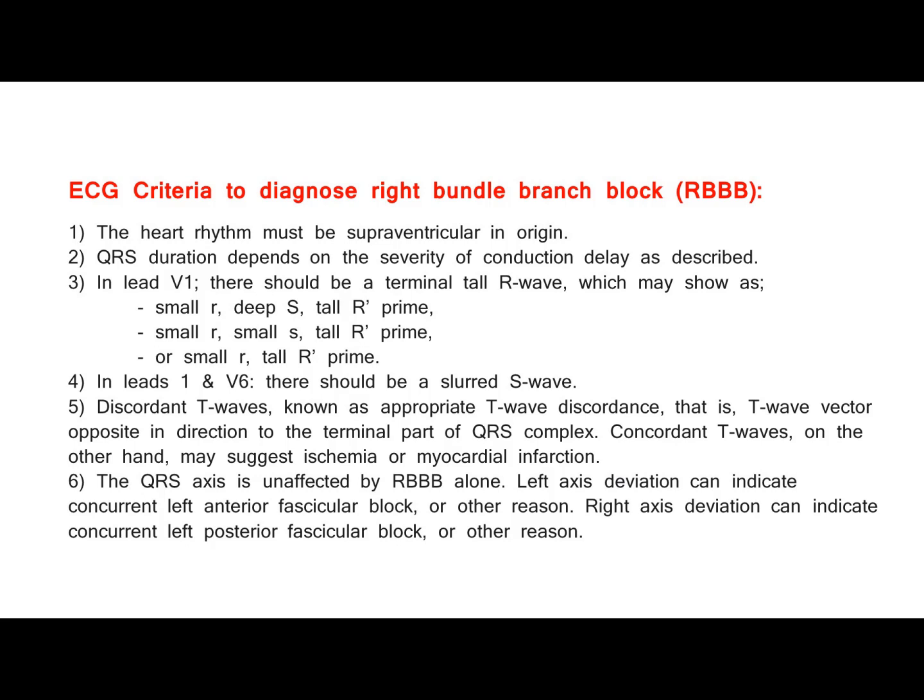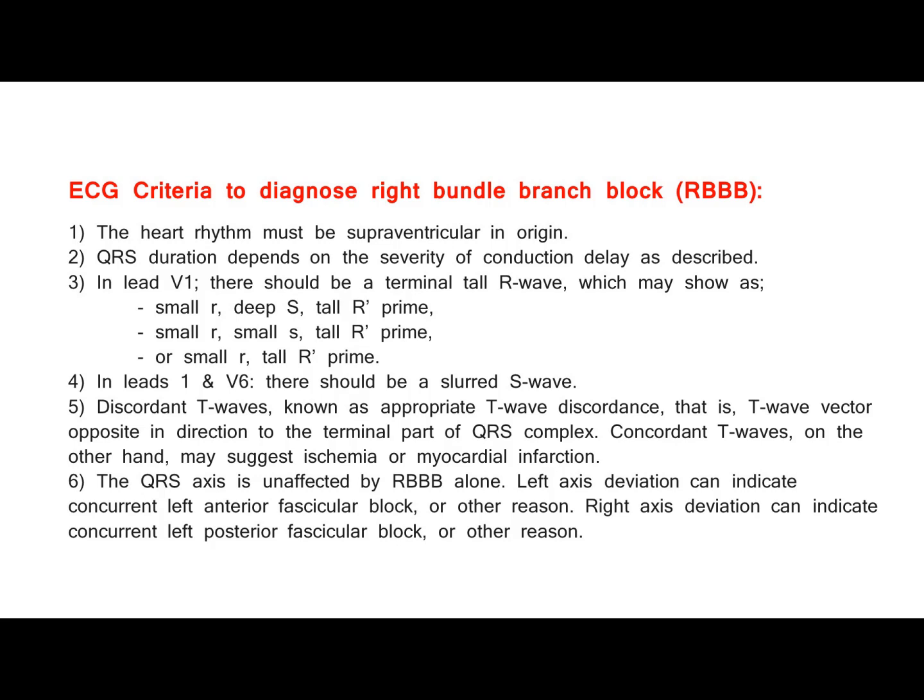ECG criteria to diagnose right bundle branch block, RBBB. 1. The heart rhythm must be supraventricular in origin. 2. QRS duration depends on the severity of conduction delay as described. 3. In lead V1, there should be a terminal tall R wave, which may show as small r, deep S, tall R prime; small r, small s, tall R prime; or small r, tall R prime.